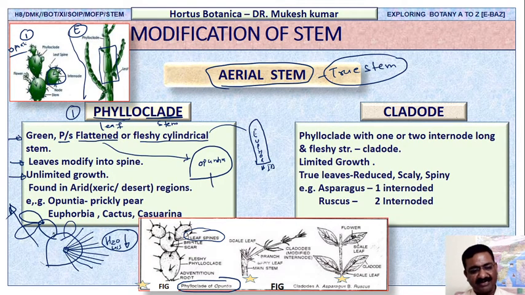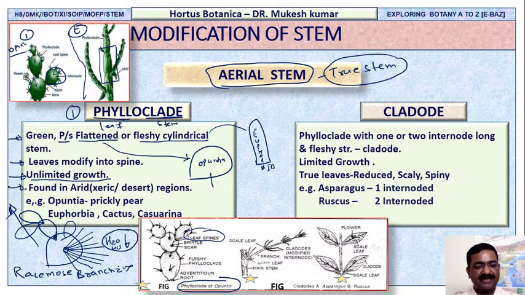Why unlimited? Because you have already studied, if we have the apical bud, the apical bud will grow in racemose branching. You already studied racemose branching in the first class. So the stem will show the racemose branching because of the apical bud. So it shows unlimited growth.